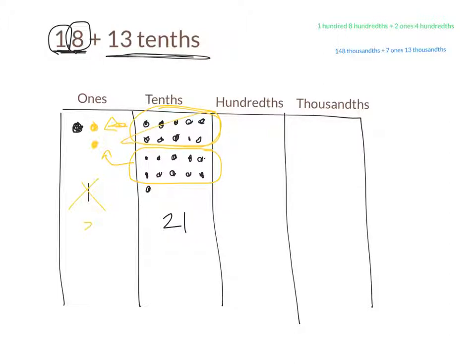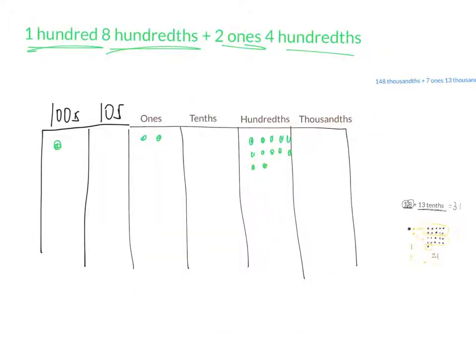Three. I have 3 dots in the ones column. And how many tenths do I have left over? 1. So my answer is 3 ones and 1 tenth. Do you see how we know that 10 tenths equals 1 one, so I can regroup them to write it in standard form? So 1.8 plus 13 tenths in standard form, the answer would be 3.1.